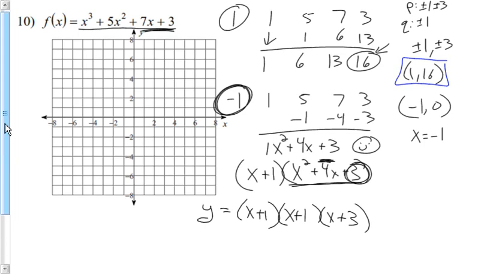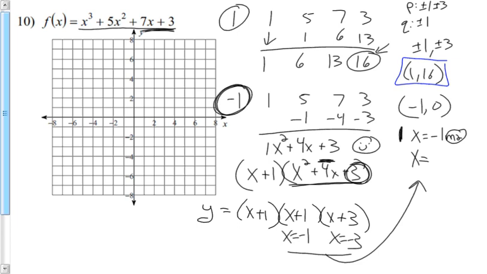And then to graph it, let's figure out the rest of the zeros. This is going to give us x is negative 1. This is going to give us x is negative 3. So if we combine those with the current one, well, we had x equaled negative 1 once. Since we have another one, I'm going to put a little m2 to represent it had a multiplicity of 2. And then we had negative 3.